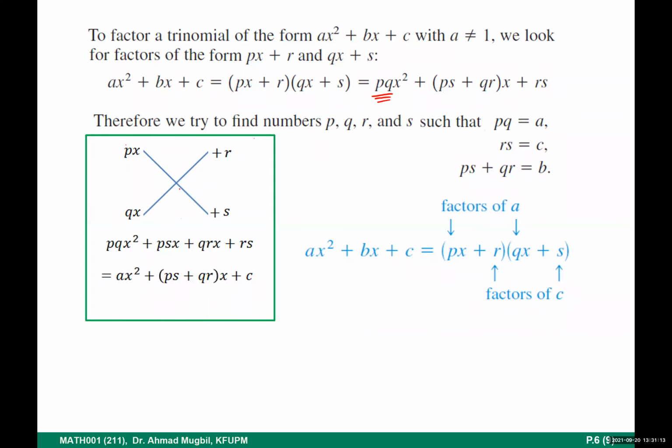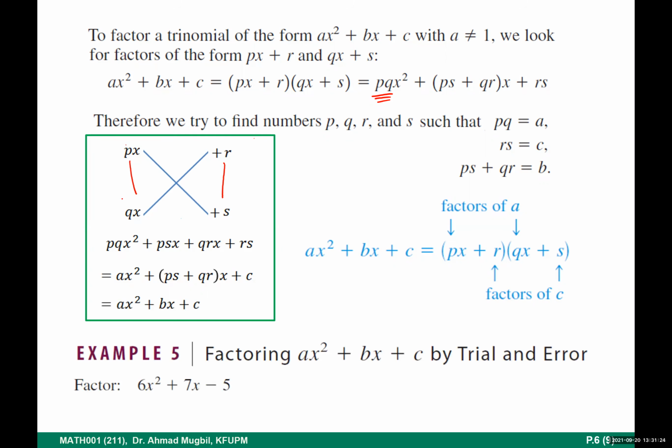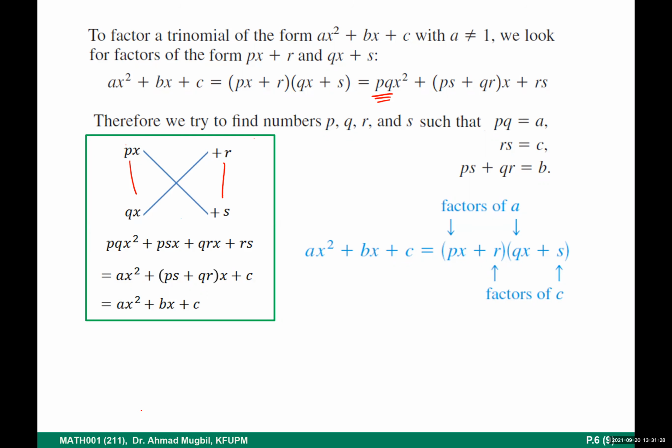Usually we can use the X method or the scissor method, as some of you call it, to check the multiplication. Here you multiply, then you cross-add the products. Let me start with an easier one, 2x squared with prime numbers: 2x squared plus 5x plus 3.